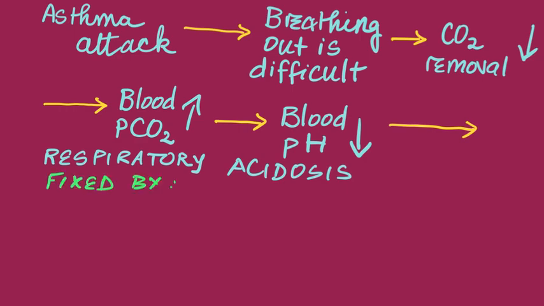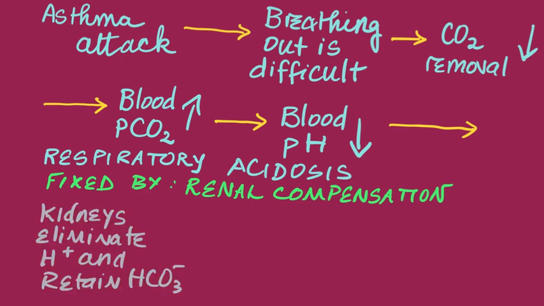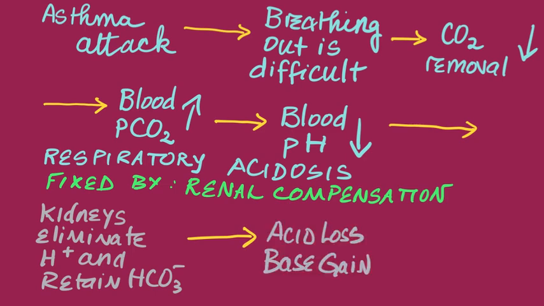It is fixed by renal compensation. The kidneys respond by eliminating hydrogen ions and retaining bicarbonate ions. As a result, you have acid loss and base gain. This causes the blood pH to go up and go back to normal.